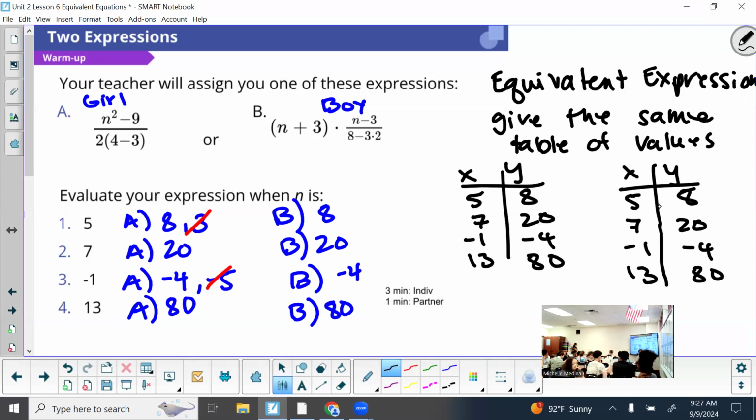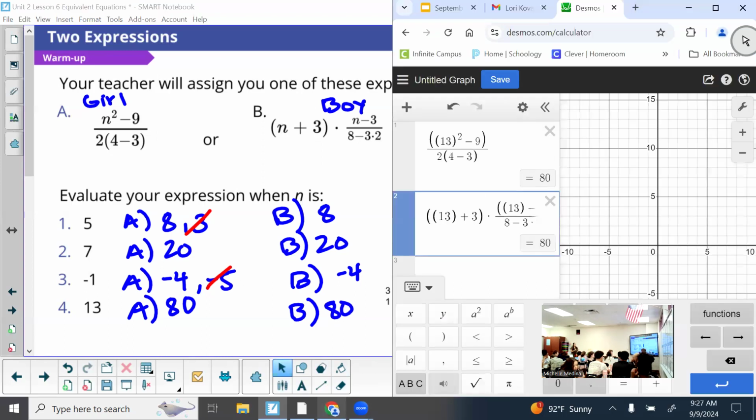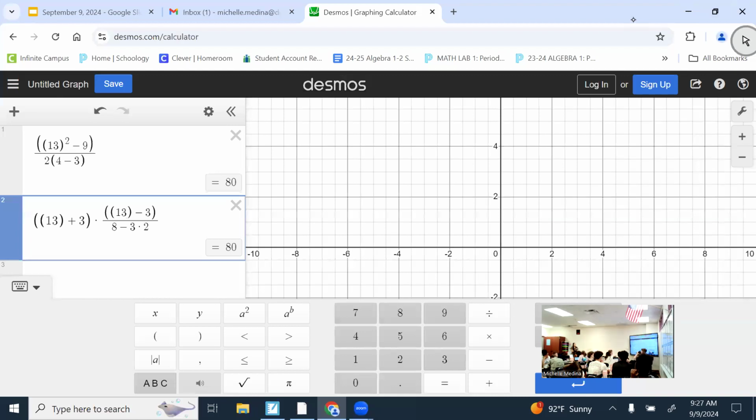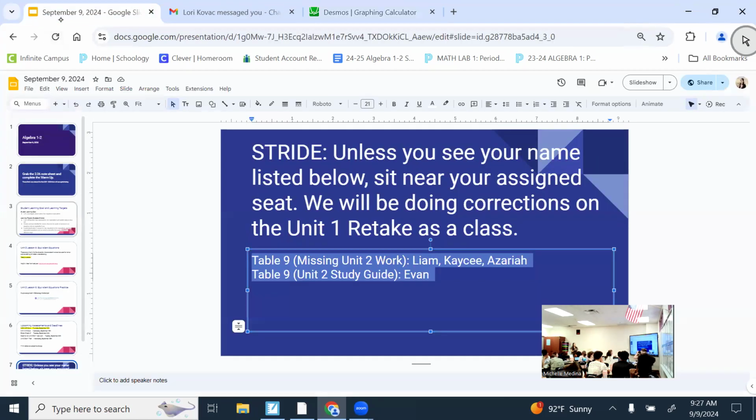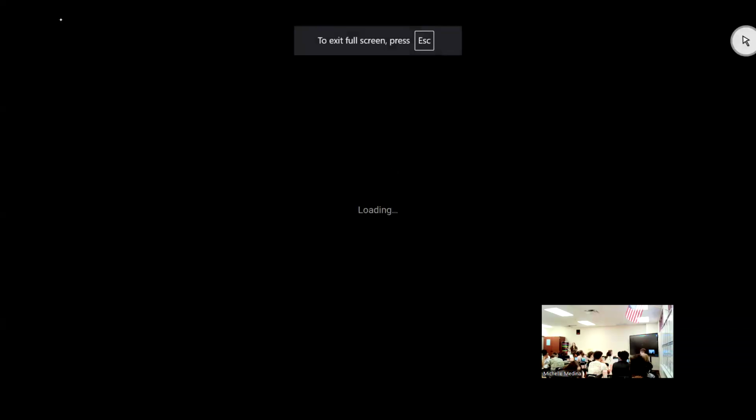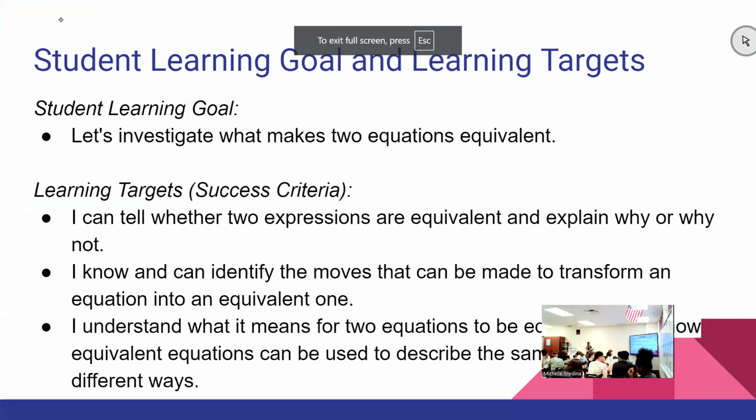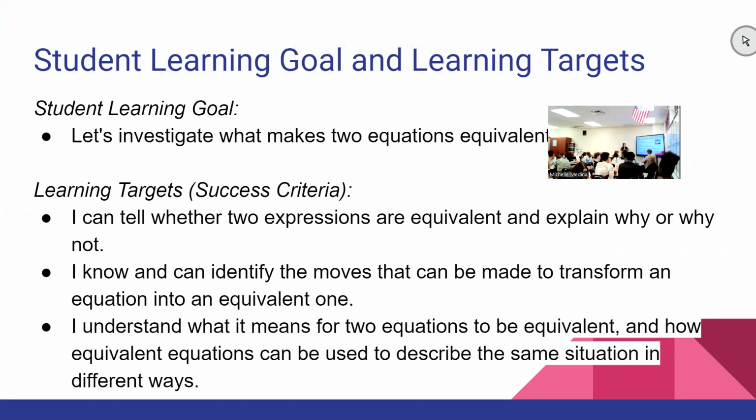You also need to be able to identify the moves that can be made to transform an equation into an equivalent one. This one's actually pretty hard to figure out what I could do to this one to make it that one. But the other ones will be easier. And when we say moves, it's like steps. Like what can I do to both sides of the equal sign to make it into another equation that is so good. And then be able to understand what it means for two equations to be equivalent and how they can be used to describe the same situation in different ways.